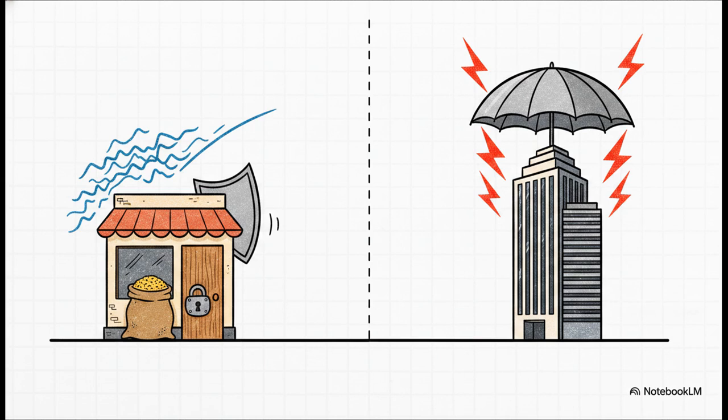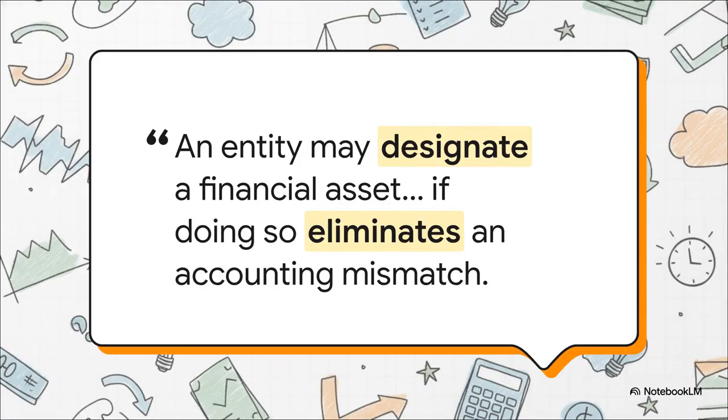IFRS 9 does a beautiful job of aligning accounting with an entity's real-world risk management strategies. Whether it's a local bakery entering a contract to lock in the future price of wheat to protect their cash flows, or a massive corporation using interest rate swaps to protect the fair value of their fixed-rate debt, this framework ensures the accounting reflects the actual economic reality of those protections rather than just creating artificial volatility on the balance sheet. There's also a fantastic built-in safety valve to fix accounting mismatches.